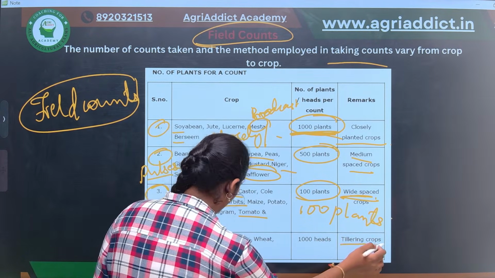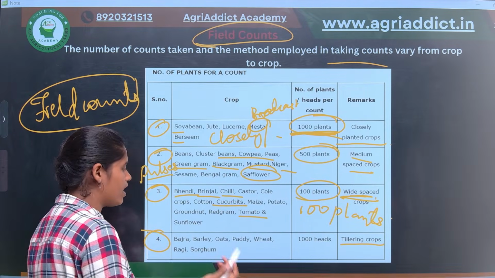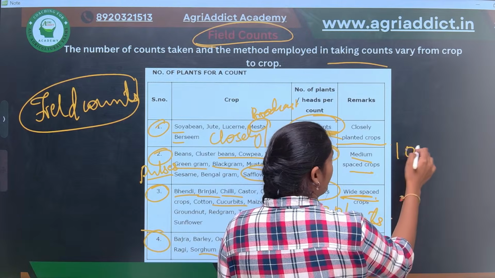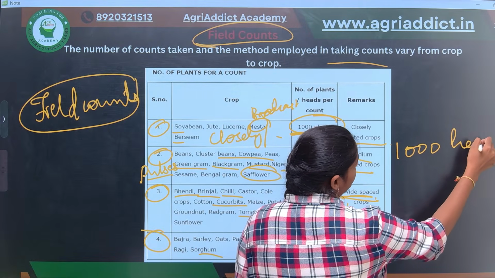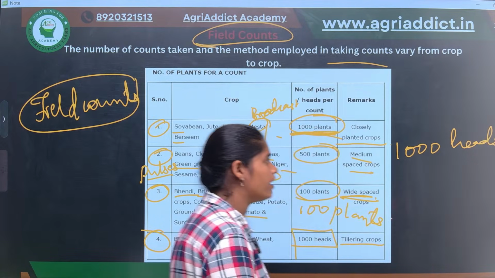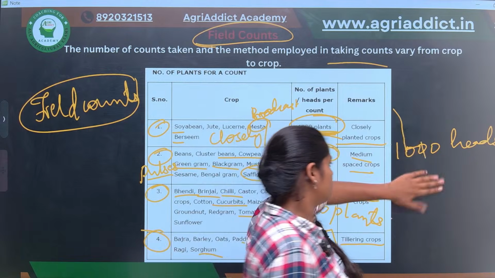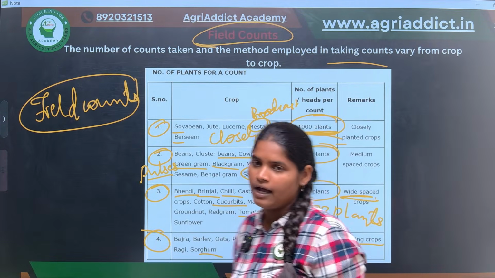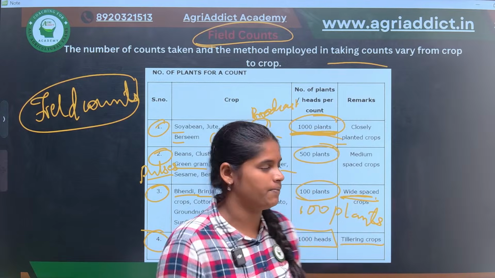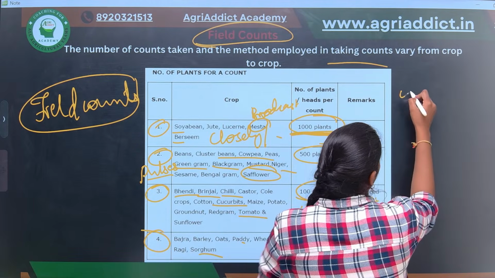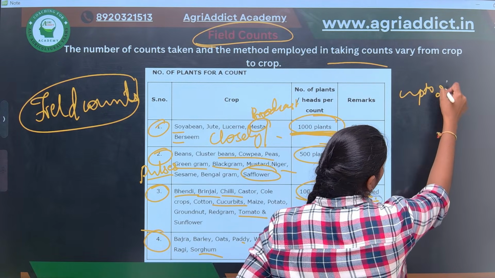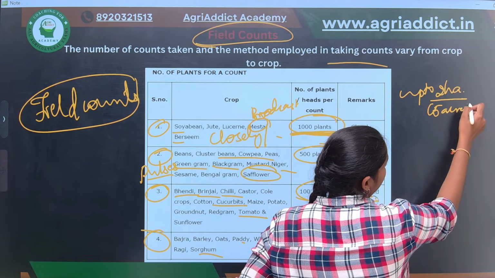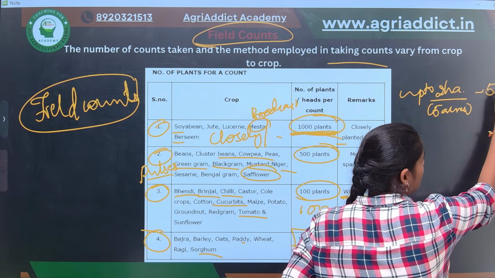And in tillering crops like wheat, oat, barley, paddy, ragi and all, it is heads. It is not plants, it is 1000 heads minimum. Okay, how to know this? I just explain here. For example, the minimum number of field counts I'm taking up to 2 hectares. Remember this, 2 hectares means 5 acres. It is minimum 5 counts you should take.